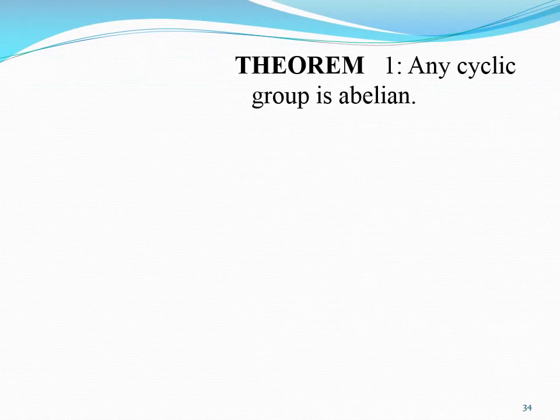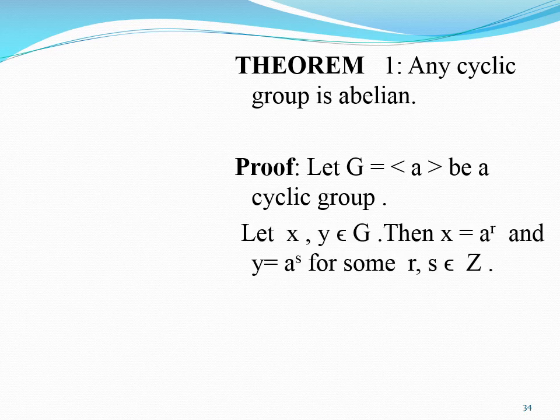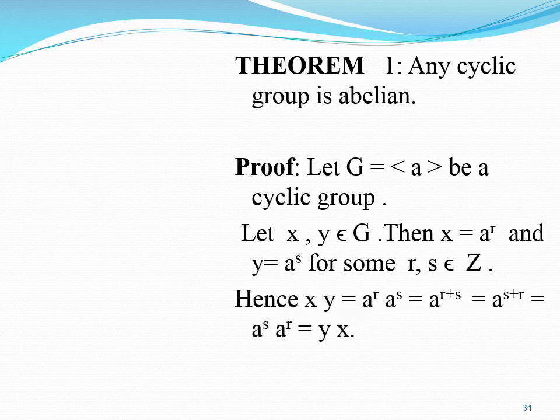Theorem: any cyclic group is abelian. Proof. Let G equal to the group generated by a be a cyclic group. Let x, y belong to G, then x is of the form a to the power r and y is of the form a to the power s for some r, s in Z. What is the product? xy equals a to the power r into a to the power s, equals a to the power r plus s. Addition is commutative, so r plus s can be written as s plus r. So a to the power s into a to the power r. What is it? yx. So we get xy equals yx.